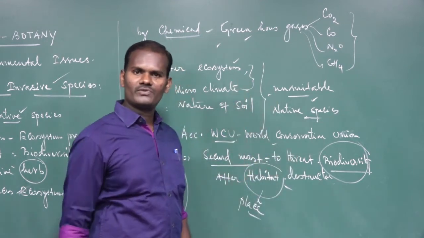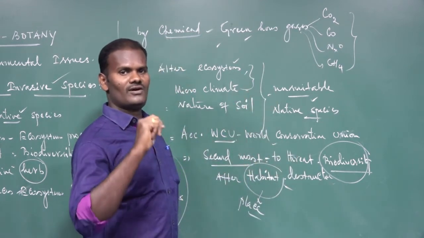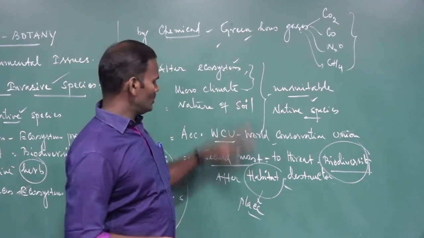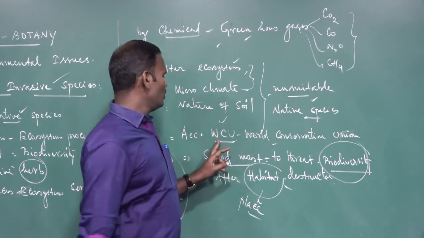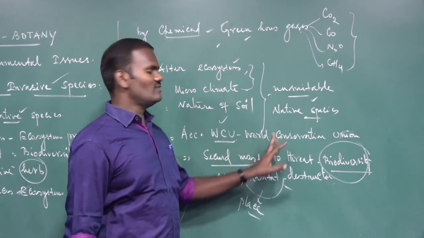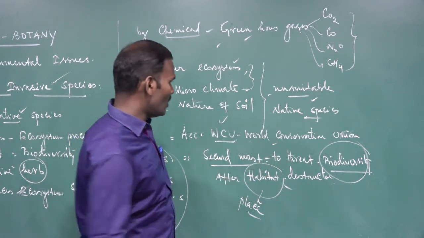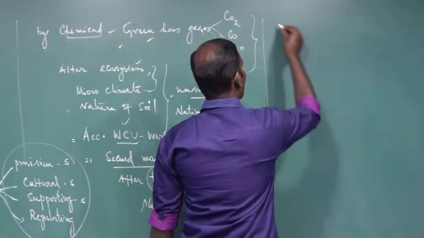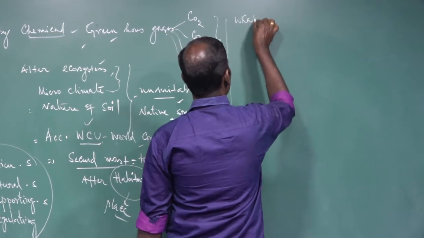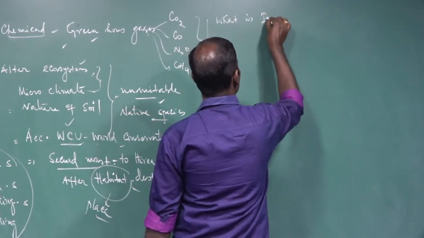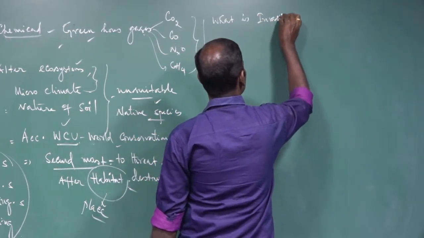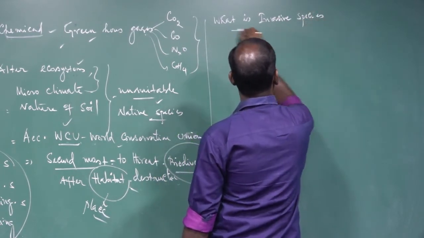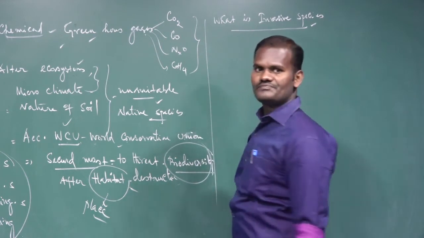Invasive species. The second most important cause of threat to biodiversity is invasive species. So it has been reported by the IUCN, the World Conservation Union. Now, what is called invasive species? How are they entered in our countries?